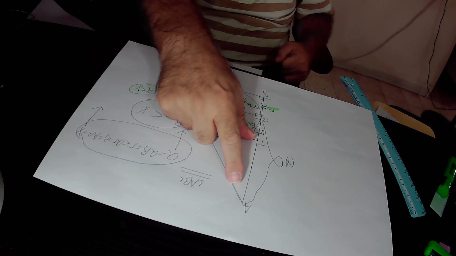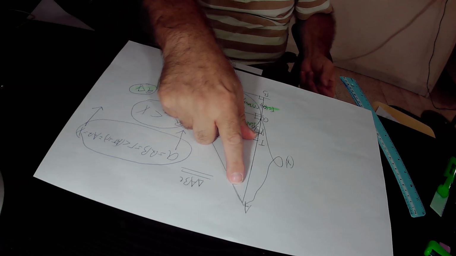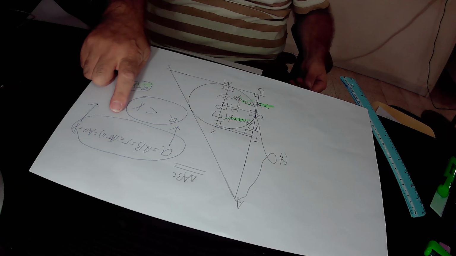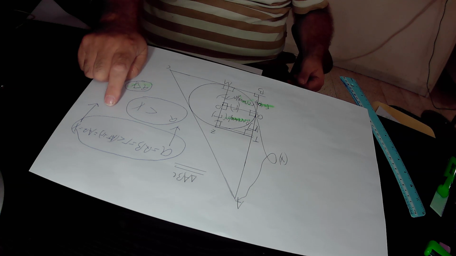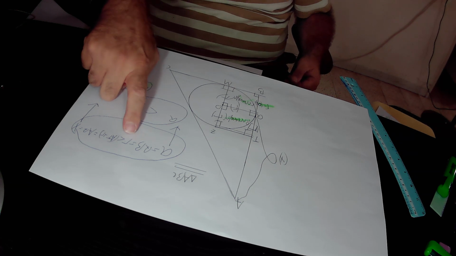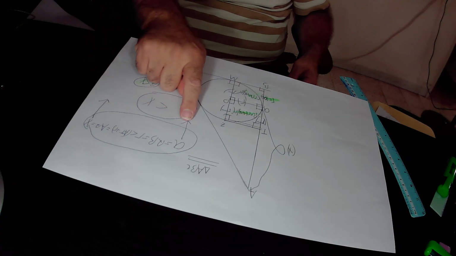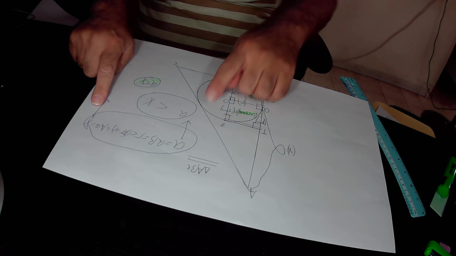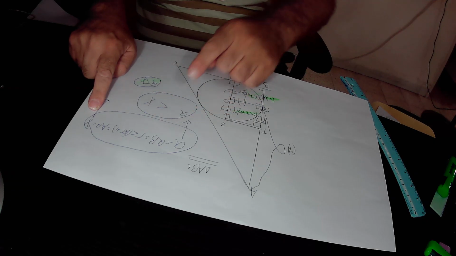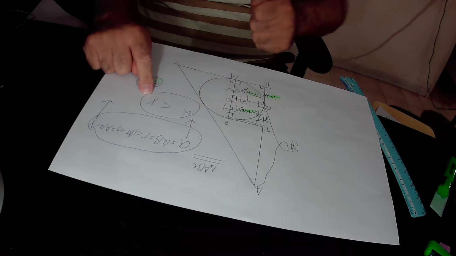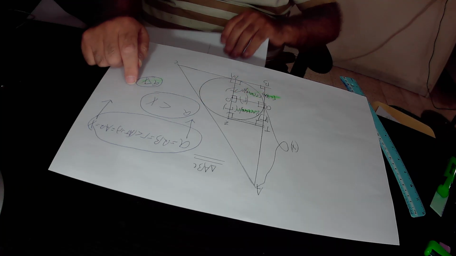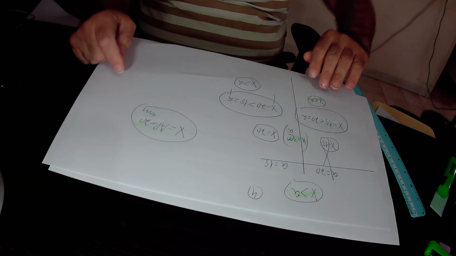AT is a positive number, it is a side. This is the side length, the length of side AT, so it must be a positive number. Therefore, AT plus R is absolutely greater than R, because AT is a positive number. So we can write that AT plus R is greater than R. And from this equality, we get that A is smaller than X. Again, A is smaller than X, so X is greater than A.